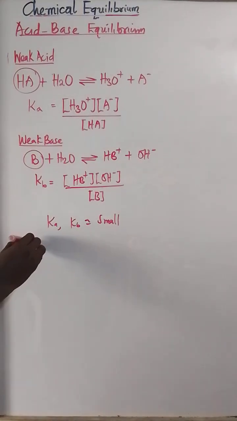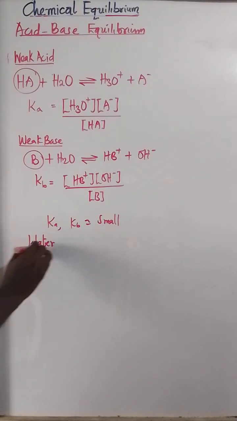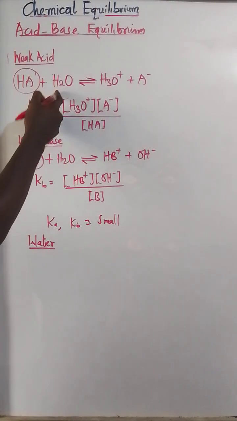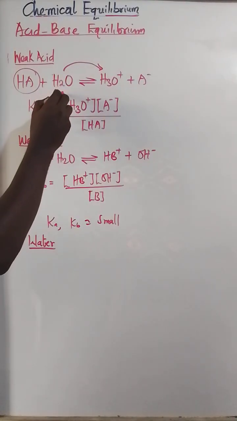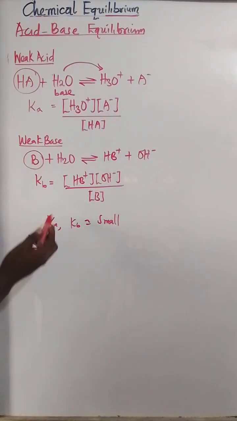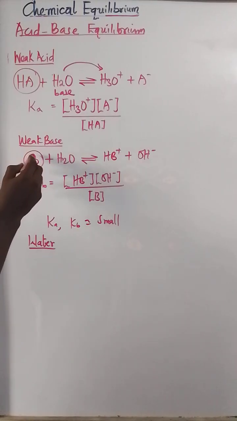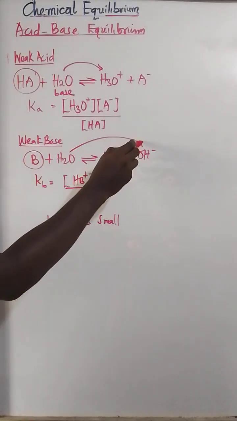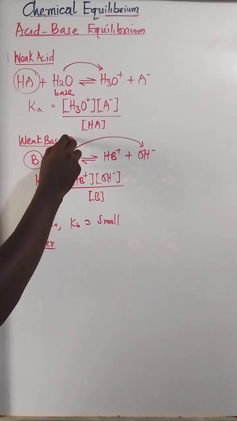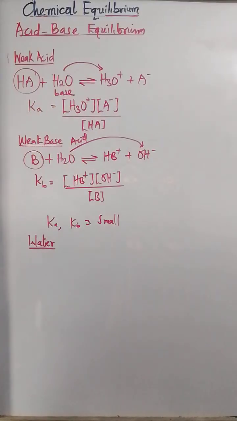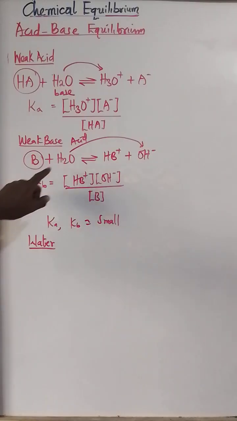Now let's talk about water itself. According to Bronsted-Lowry theory, this water is a base because it accepts a proton. Why is this water an acid? It donates a proton to this one so that it loses a proton. A proton donor is called an acid, while a proton acceptor is called a base. So this is an acid, but here it becomes a conjugate base. In this way, water can be an acid and water can also be a base. So water is considered to be a weak electrolyte.